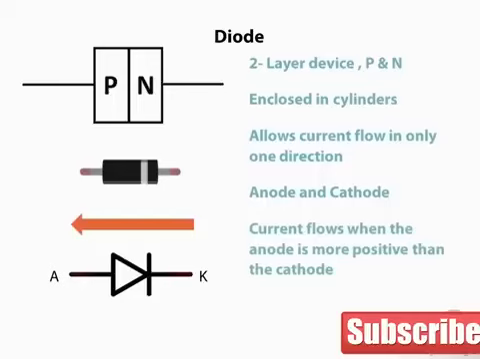Current flows through a diode when the anode is more positive than the cathode. In fact, the anode needs to be about 0.6 volts greater than the cathode in order for the diode to conduct. Diodes are primarily used in rectification. That is, they are used to change or rectify an AC voltage into a DC voltage.